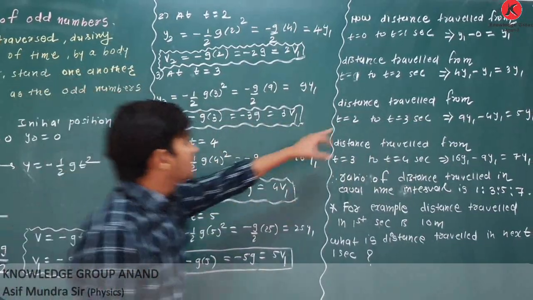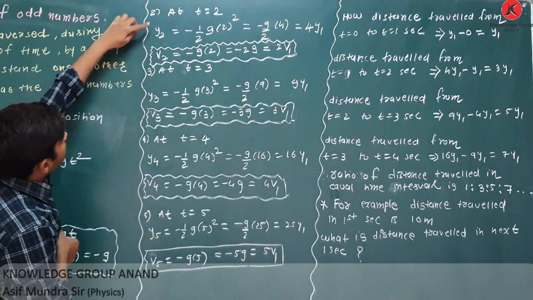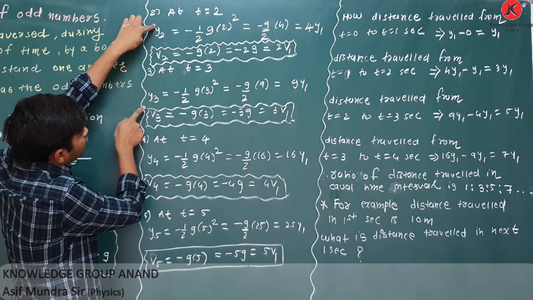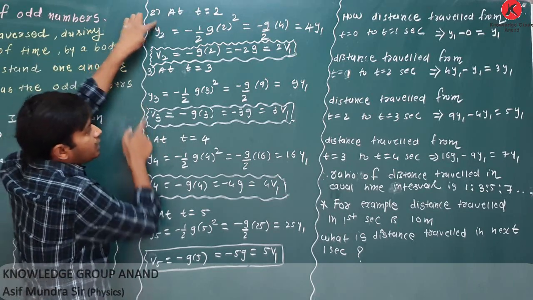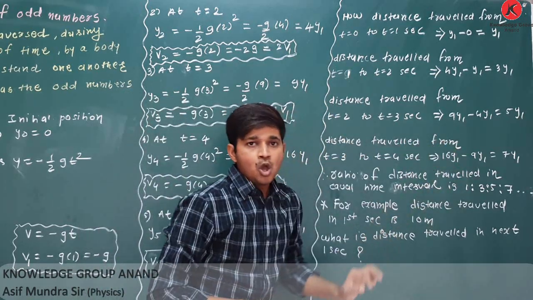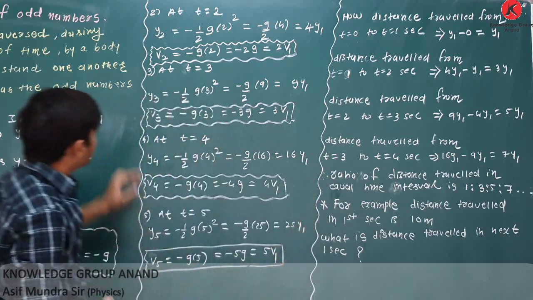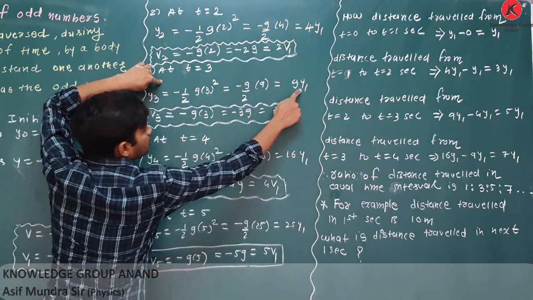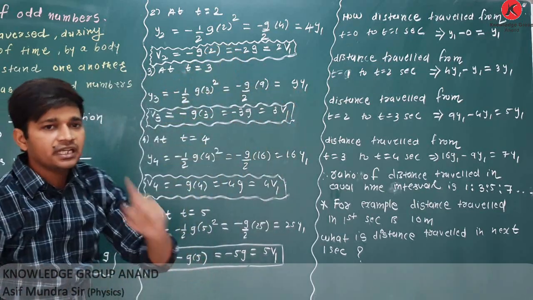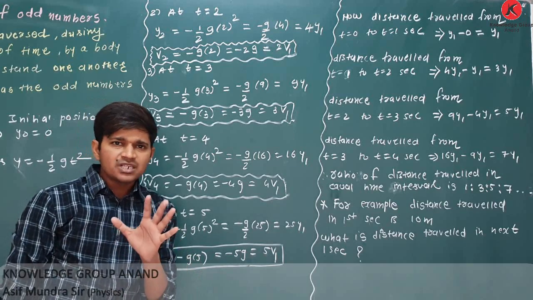Similarly, what is the distance traveled from time t is equal to 2 to time t is equal to 3? See, at time t is equal to 2, y2 is equal to 4y1. At time t is equal to 3, y3 is equal to 9y1. What is the difference of these two? 5y1. What is the distance traveled from time t is equal to 3 to time t is equal to 4? At 3, 9y1. At 4, 16y1. What is the difference between them? It is 7y1. Clear? So you understand this.